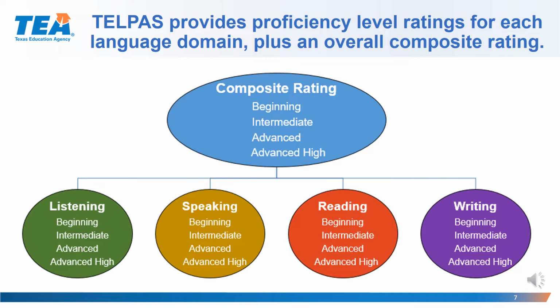TELPAS provides proficiency level ratings for each language domain, which are listening, speaking, reading, and writing, plus an overall composite rating. These ratings are beginning, intermediate, advanced, and advanced high. The composite rating takes all language domains into account. The composite rating weights are 25% for each domain.